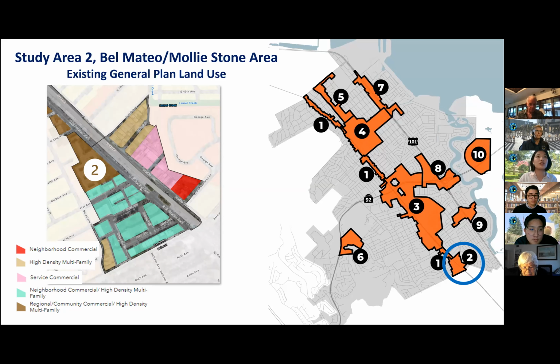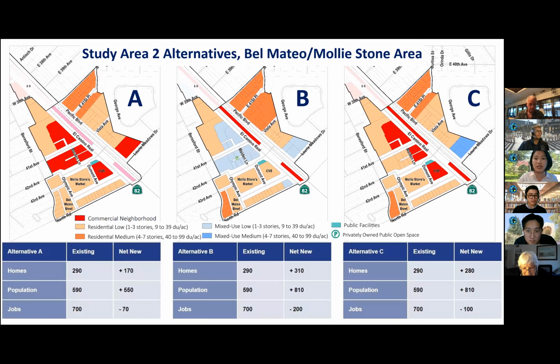And so these are the 3 different alternatives being considered. So firstly, residential uses are being introduced to the Bell Mateo Shopping Center. Alternative A represents the least change, whereas C introduces mixed use on the west side of El Camino Real and would create a possibility of a small mixed use village.